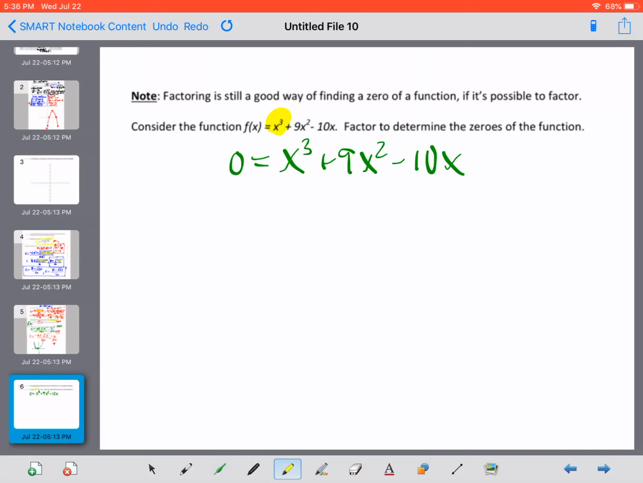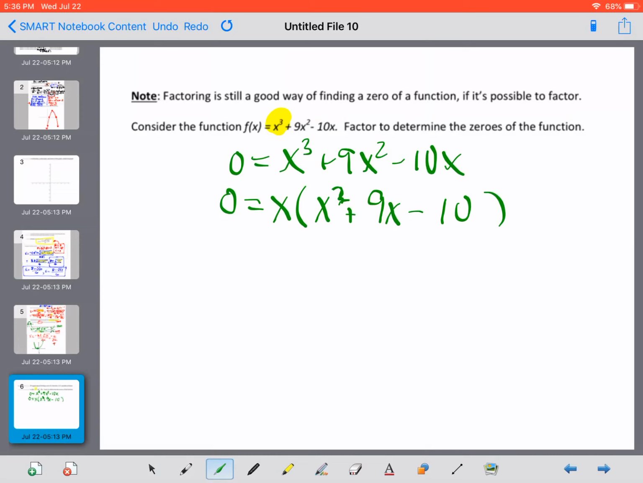But the first thing you should think when you see something like this is, what can I factor? Can I factor at all? And you notice, hopefully, that every term has a factor of x in it. So the first thing that I would want to do is factor out an x. In other words, use the distributive property here. Take an x out, divide each one of these terms by x. So x cubed divided by x is x squared, plus 9x squared over x would be 9x, and negative 10x divided by x would be just negative 10.